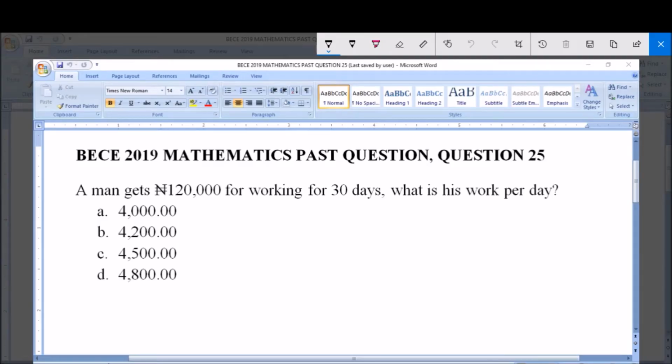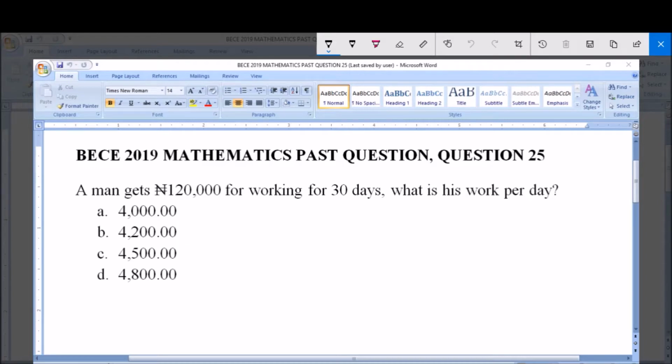Today we're going to be looking at BECE 2019 Mathematics Past Question 25. A man gets 120,000 naira for working for 30 days. What is his work per day?